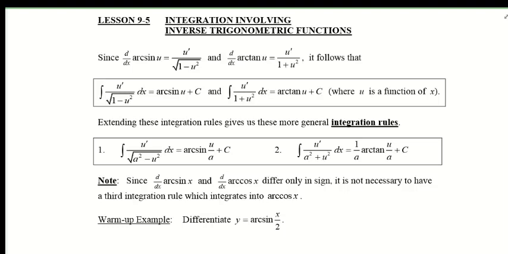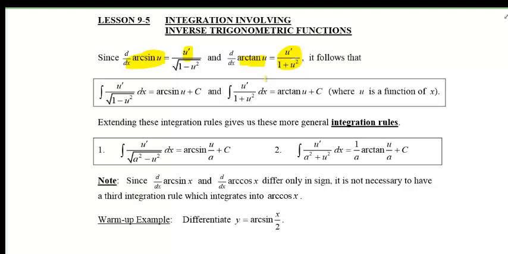Okay, you've made it to lesson 9.5, and we're going to now integrate things that involve inverse trig functions. From last lesson, we learned that the derivative of arcsine of u is 1 over the square root of 1 minus u squared, with an extra u prime. And the arctangent one equals this. We don't usually use arccosine, because it's just the negative of the arcsine derivative. So why bother with two things when we just use one?